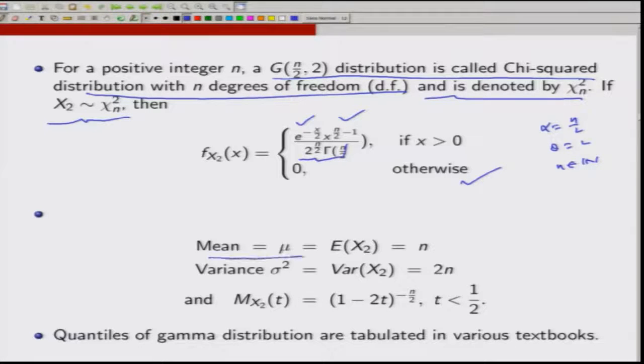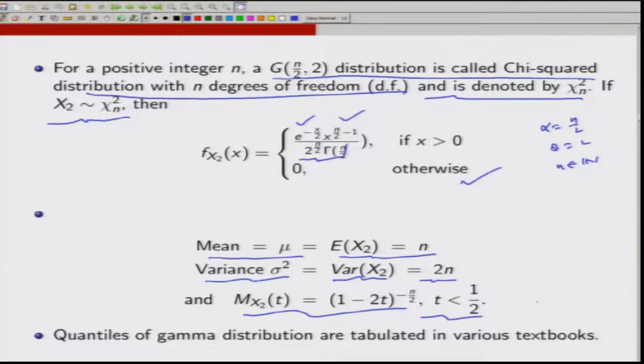So, mean is nothing but alpha theta, alpha is n by 2, theta is 2, so mean is nothing but n. So, mean of chi-square distribution is the same as its degrees of freedom, which is n. Variance is alpha theta square, alpha is n by 2, theta square is 4, so it becomes 2n. Its MGF is 1 minus theta t, theta is 2, so 1 minus 2t to the power minus alpha, which is n by 2, for t less than 1 by 2.